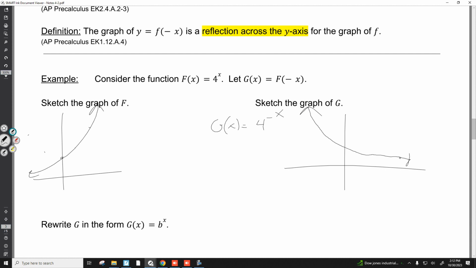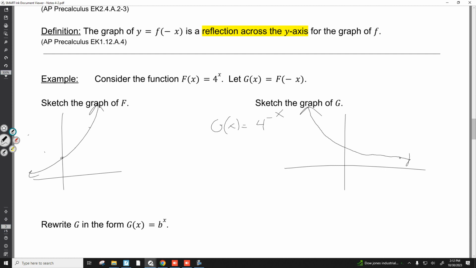Does this make sense in terms of a reflection over the y-axis? Well, tell me, what type of exponential function is this that you're used to, and what type of exponential function is this that you're used to? Tell your neighbors. Yeah, so it looks like the graph on the right is a decay.